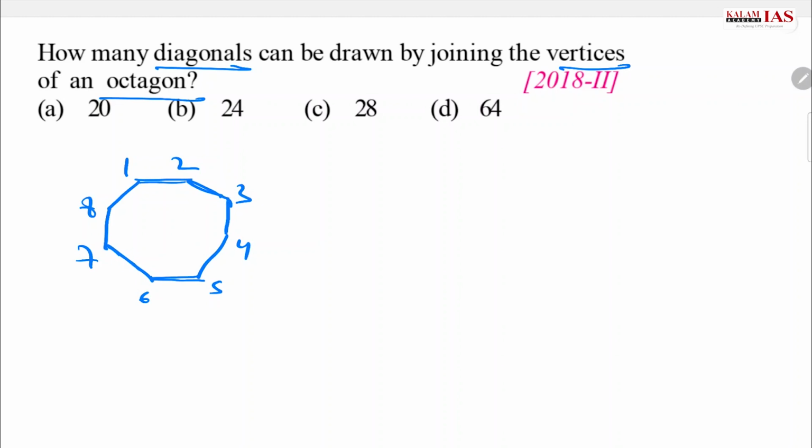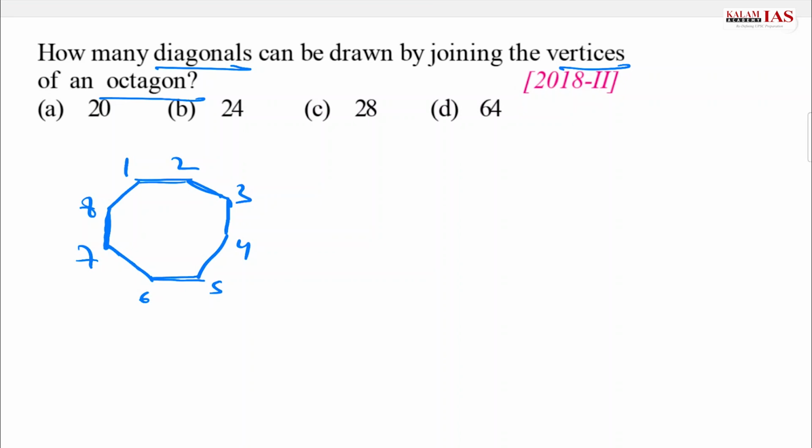Now they are asking how many diagonals. A diagonal is a line connecting one vertex to another. Like if we see this, 8 to 7 is not a diagonal, but 8 to 6 is a diagonal. Similarly, 8 to 4 is a diagonal. 1 to 3 is also a diagonal. 1 to 6 is also a diagonal. So we have to find the number of such diagonals which can be drawn by joining the vertices of an octagon. Now we can solve this by formula, but that is quite complex. We can simply visualize things and get our answer.